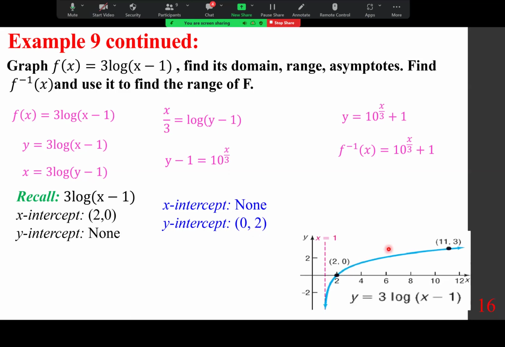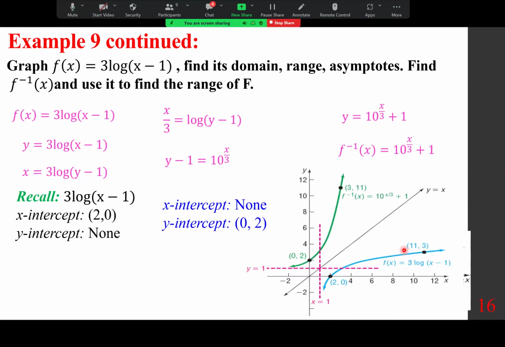So this was the graph of y equals 3 log x minus 1. And this becomes the graph of f inverse, which is 10 to the power of x over 3 plus 1. And let's discuss the domain and range. For the blue function, the domain was 1 to infinity.